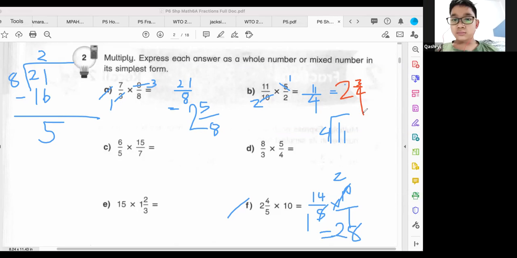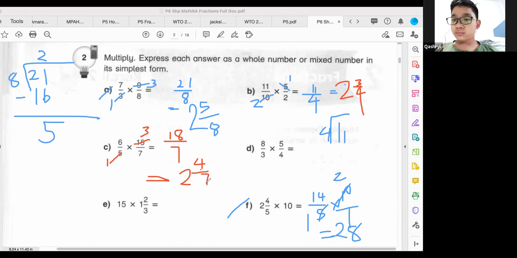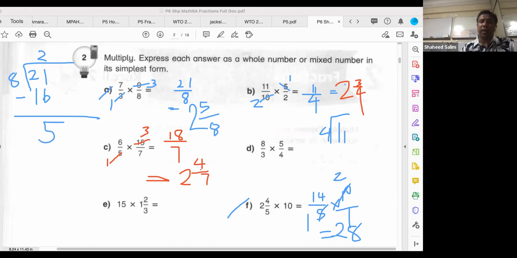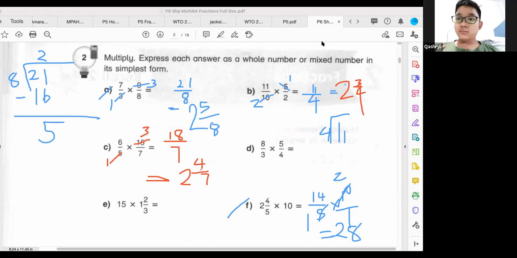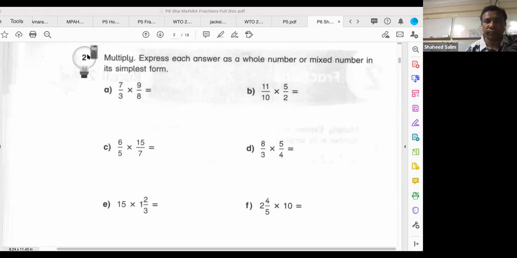Okay, I hope you are all okay. D. Divide by 5, get 3. Divide by 5, get 1. Top times top, 6 times 3, 18. 1 times 7, 7. So what's the next number? When you divide by 7, you get 2 wholes 4/7. Okay, we move on. I'm going to move on to the next one. Don't worry about the answers yet. Okay, here we go.